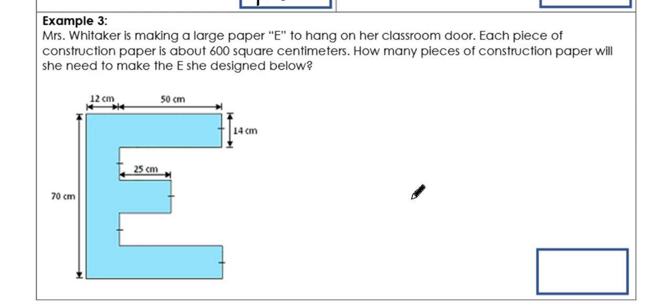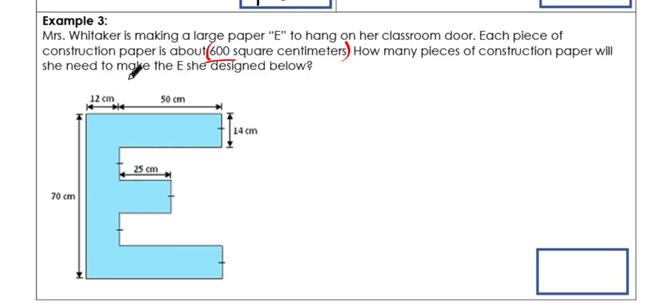All right, Miss Whitaker is making a large E to hang on her classroom door. Each piece of construction paper is about 600 square centimeters. How many pieces of construction paper will she need to make the E she designed below? All right, so we're trying to cover this with construction paper. That's 600 square centimeters. So we're trying to figure out how many it would take to cover.